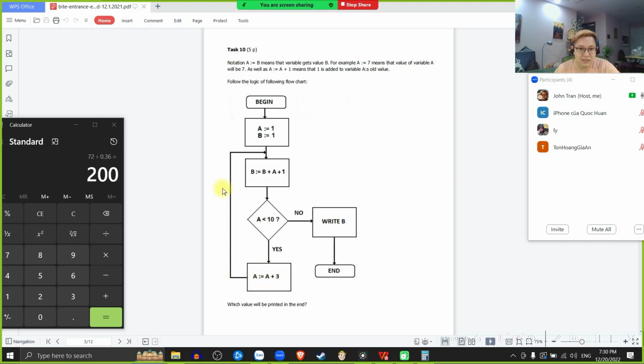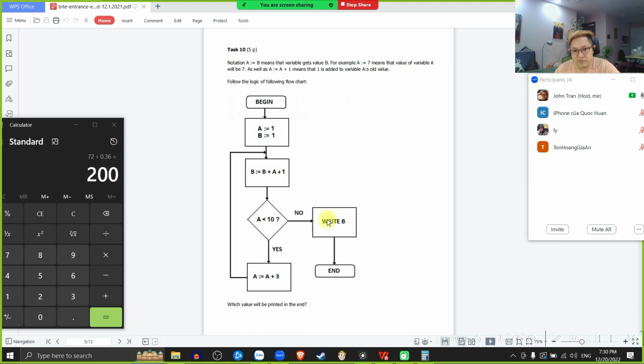And then it will go to this step. Nó sẽ qua cái bước này một lần nữa. And then new B equal to B plus A plus 1 again. And then if A is not smaller than 10, nếu mà A nó không nhỏ hơn 10, thì nó qua bước no và mình phải viết ra cái giá trị B. Và nó kết thúc ở đây. Thì nó hỏi là giá trị nào sẽ được điền vào phút cuối.